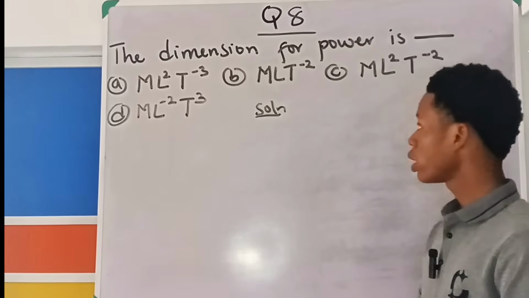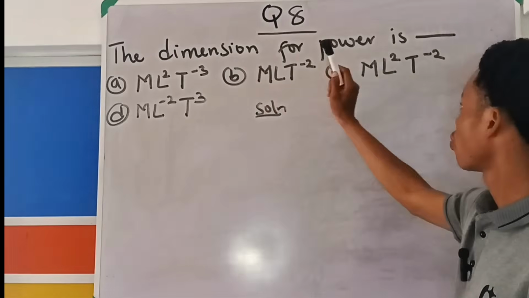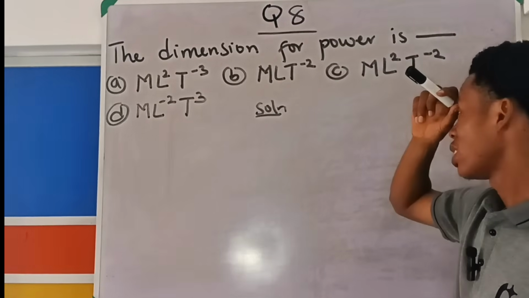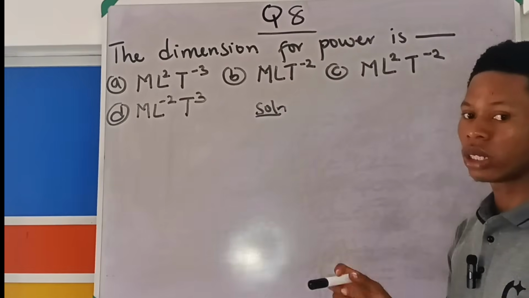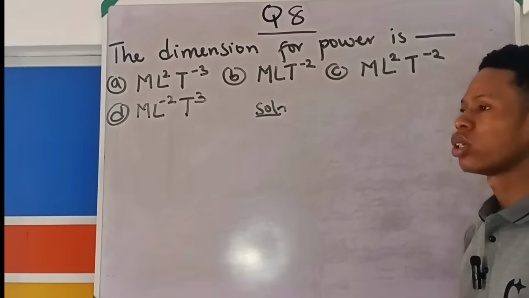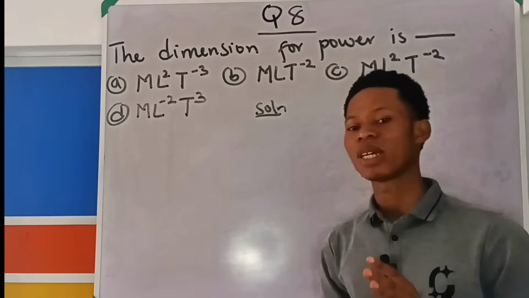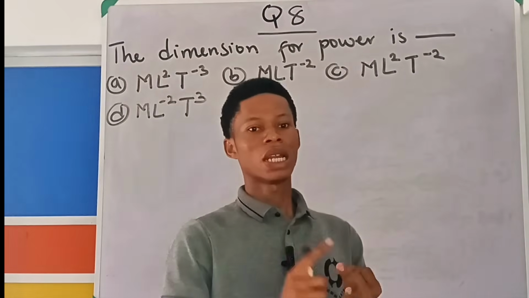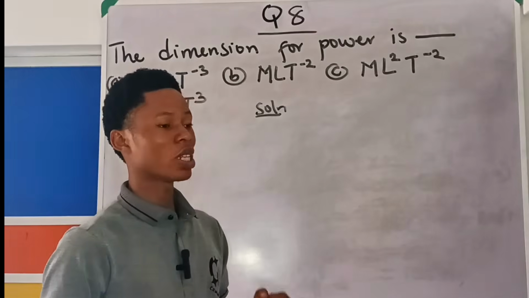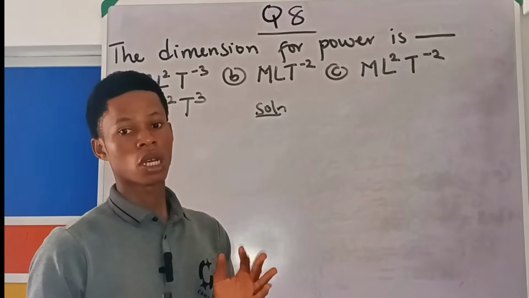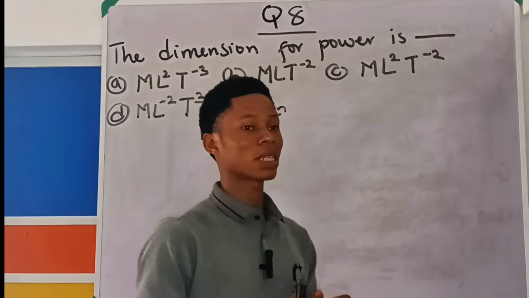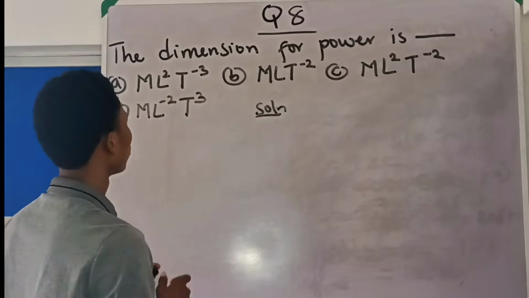Alright fans, let's look at this one. The dimension for power is dash. The dimension for power is that, and options we are given. Anytime you hear dimension, what should come to your mind is the three fundamental quantities: mass, length, and time. So it's always given as MLT, and it's a bonus question. MLT, mass, length, and time. But how is it arranged? Now, the dimension for power.